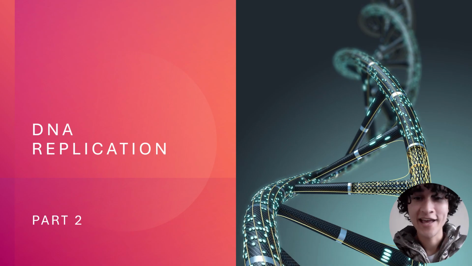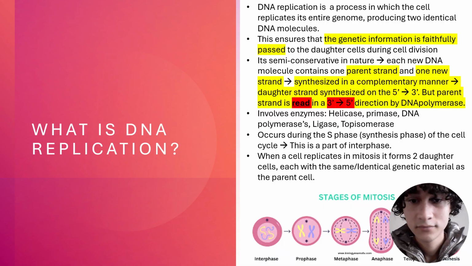So now we're going to be looking at DNA replication, and it's a 3-process mechanism. We've got initiation, then elongation, then termination. I'll go through all of them, and we're going to talk about all the key enzymes involved, all the mediator signaling proteins involved in this process. So what is DNA replication? DNA replication is a process in which a cell replicates its entire genome and produces two identical DNA molecules.